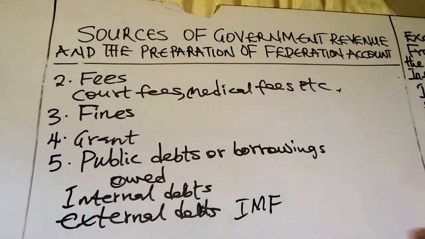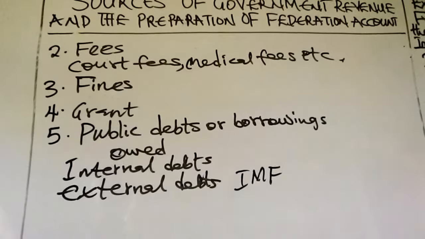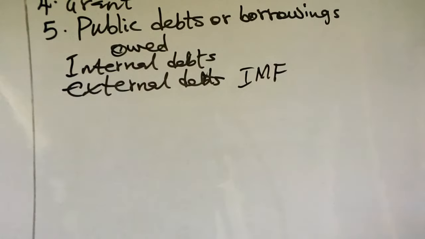IMF, International Monetary Fund. Debt owed by government to another government or international institutions is said to be an external debt. So public debts or borrowing is another important source of revenue to government.